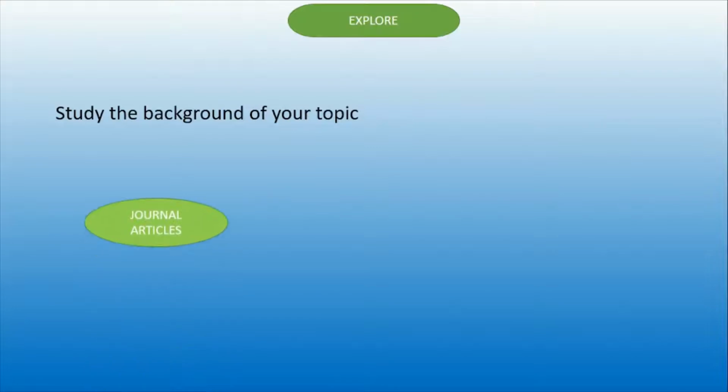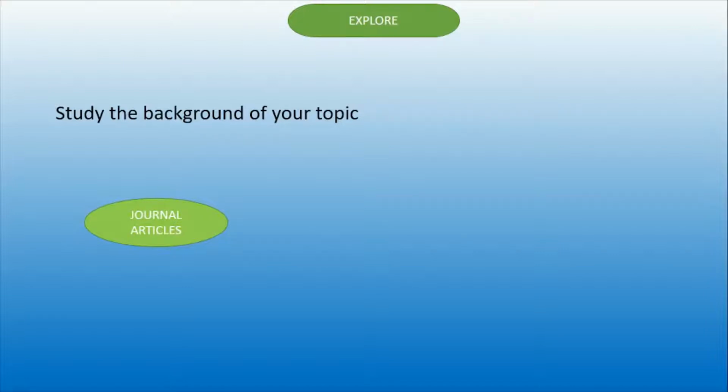Now let's go to the second step. You need to explore. What do I mean? Well, you need to study the background of the topic or subject that you are looking for. You need to do a background study. So to do that background study, you need to read journal articles, read about what other scientific writers have written on that same subject that you want to write about. Read about the methodologies that they used when they were doing that research. You need to know all that.